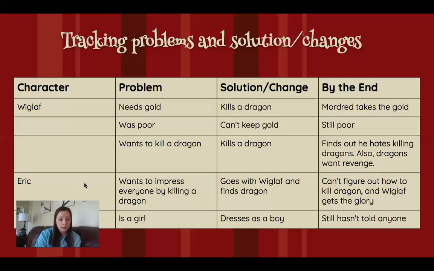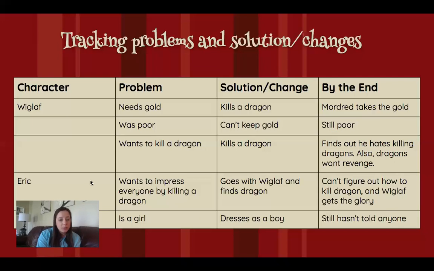Eric is another character. Eric wants to impress everyone by killing a dragon. That's his problem. He wants to impress people. So what does he do? He goes with Wiglaf and finds the dragon. At the end of that, though, it doesn't really get solved because he can't figure out how to kill the dragon. Wiglaf kills the dragon, and so he doesn't get to impress people. So his problem of wanting to impress everyone doesn't really get solved in the end.